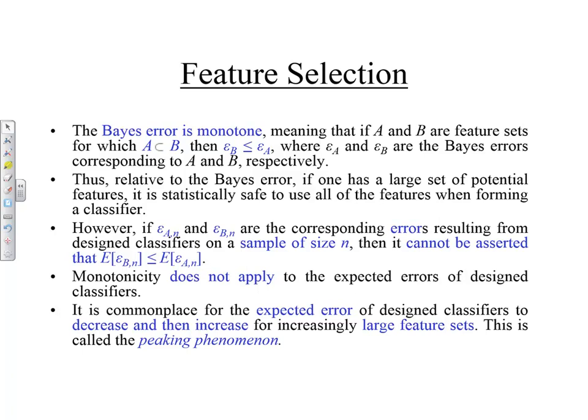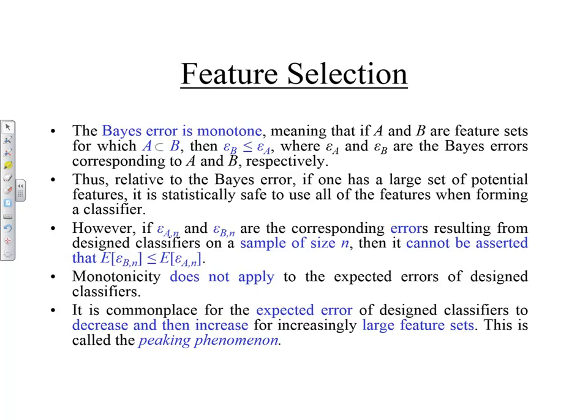The Bayes error is monotone, meaning that if A and B are feature sets for which A is a subset of B, then the Bayes error that you get using the feature set B is going to be smaller than the Bayes error that you got using the feature set A. So, relative to the Bayes error, if one has a large set of potential features, it is statistically safe to use all of the features when forming a classifier. Which means if you're doing a gene expression based microarray, you will use all the genes as potential features, but then you'll have 10,000 variables, and the sample size is so small.